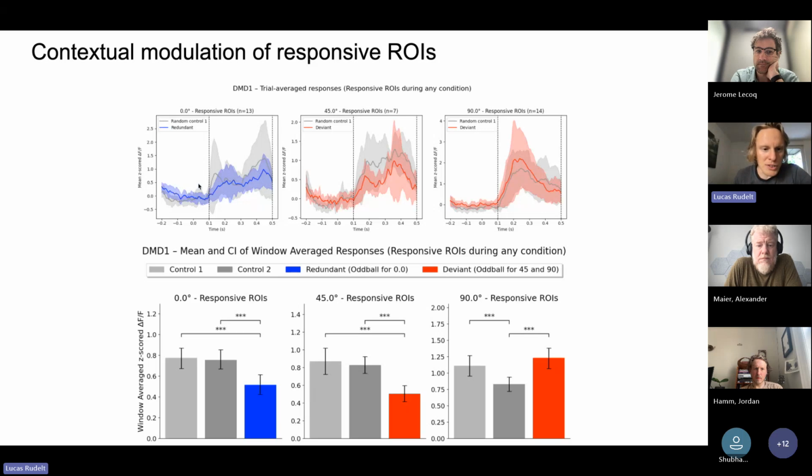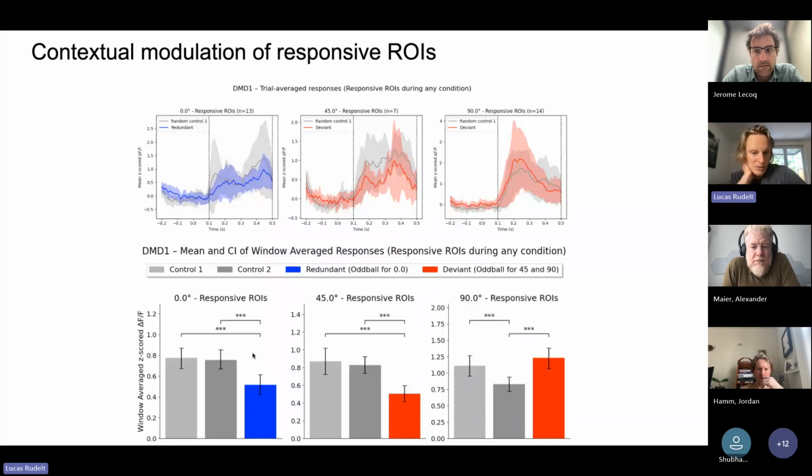So if we look at the averages, what I'm averaging here is this window of interest. I found that the responses occur around 100 milliseconds. So I'm only averaging this window where we have a substantial response, and then I plot the averages here. So this is average over ROI and this window. And you can see that there is a significant drop of activity during the redundant oddball. That is also the case for the 45-degree, probably because it's an overlapping direction. For the 90-degree, we do not see this drop.